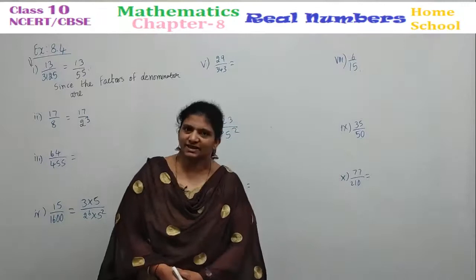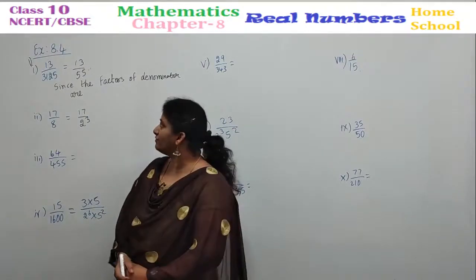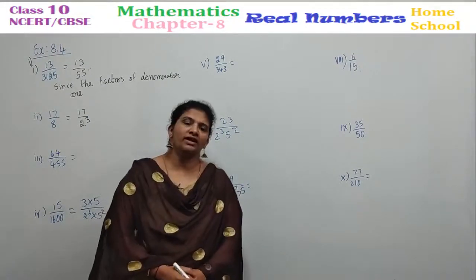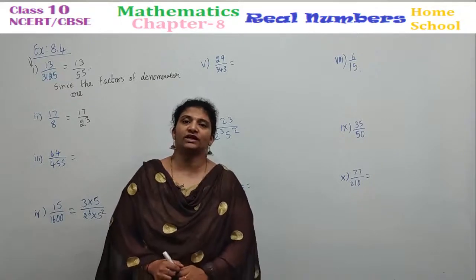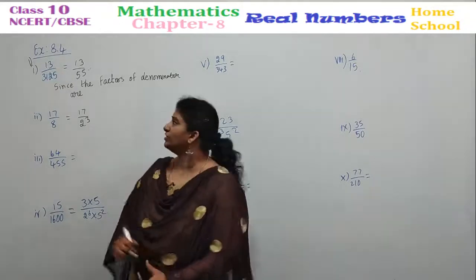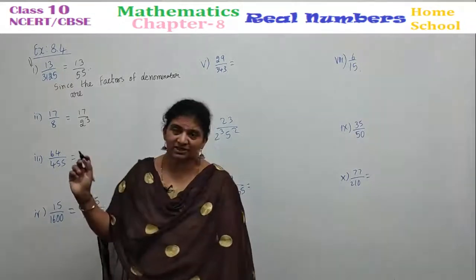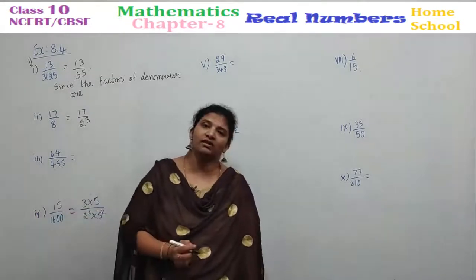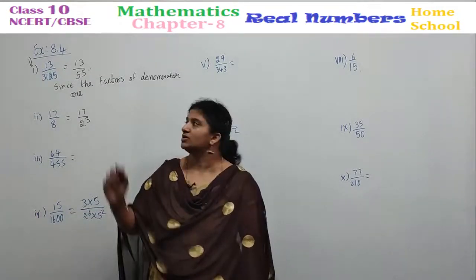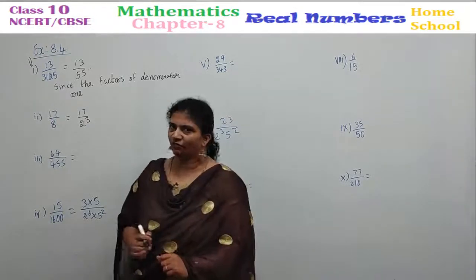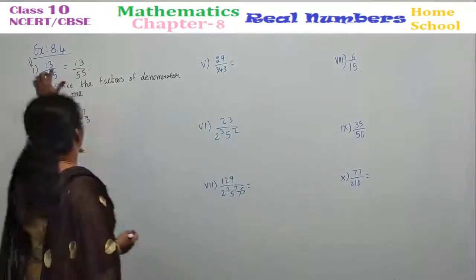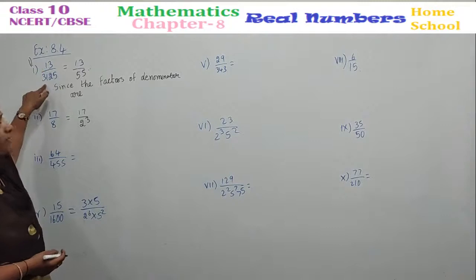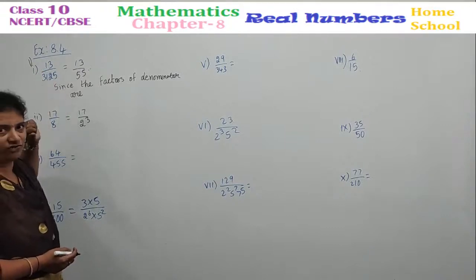Let's start our exercise 8.4 and your first main. What is your main heading, children? Without actually doing long division, you just find whether the decimal expansion will be terminating or non-terminating and recurring. So without doing division, we need to find. How can we find? Look here, first problem, 13 by 3125.